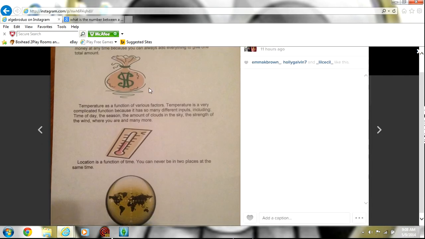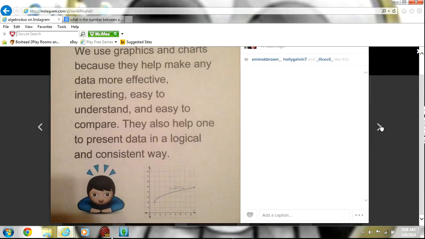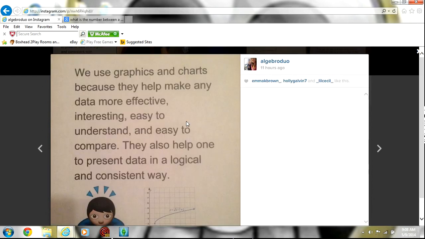So again, this is relating it more to the real world. We use graphs and charts because they help make any data more effective, interesting, and easy to understand and easy to compare. They also help one to present data in a logical and consistent way.